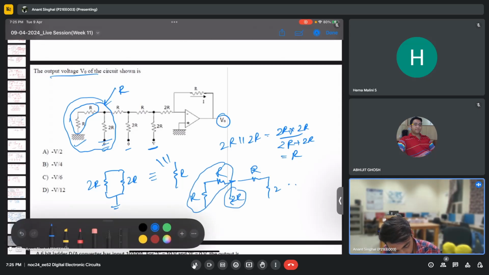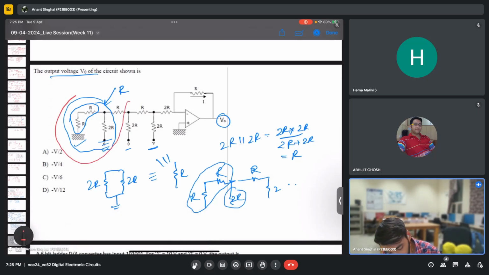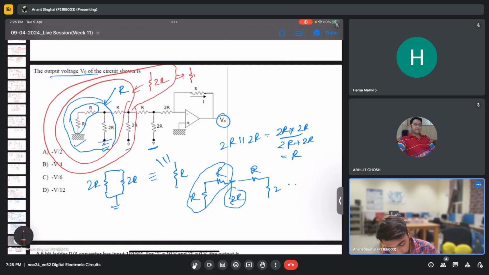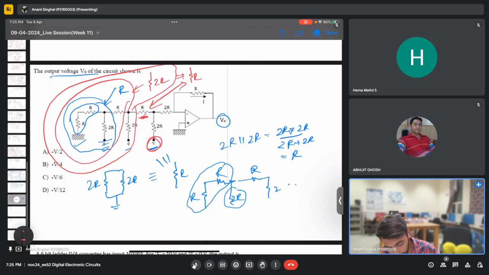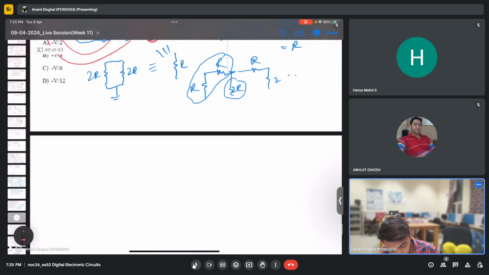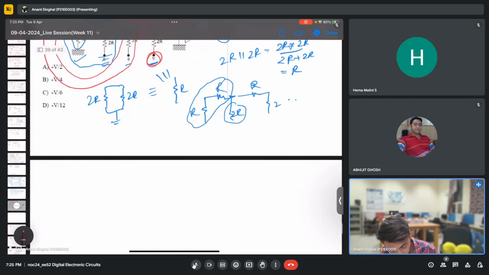So let me try to make it again. This thing will be 2R, and then this thing will be 2R parallel to R, which will be R, which is again in series with R. So this will be 2R. These two things will be 2R. So now I am making the cumulative circuit, because we have a voltage here. We cannot apply the divider rule now. So what I can say is we have a 2R with a ground, and a 2R with applied voltage V.